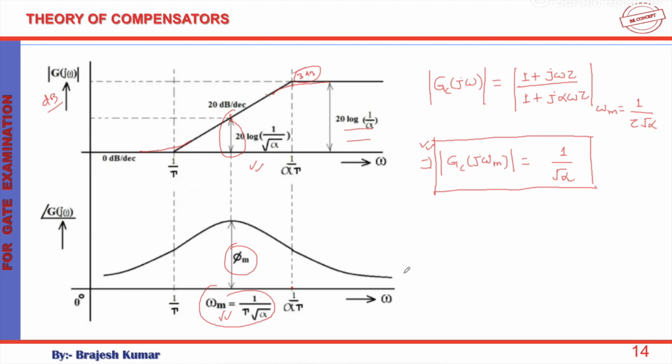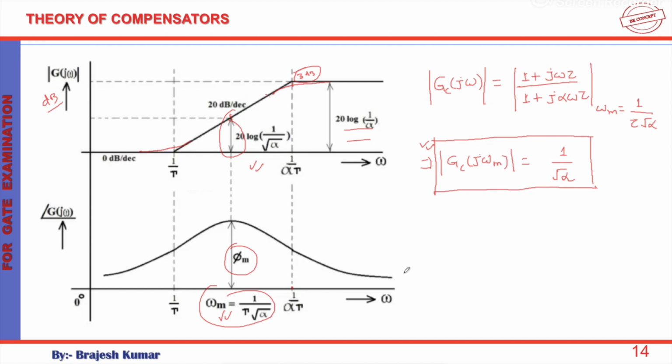So before we end this lecture, I would like to highlight two more points. Number one is that for phase lead greater than 60 degree, it is advisable to use two cascaded lead networks with moderate value of alpha rather than a single lead network with a very small value of alpha.